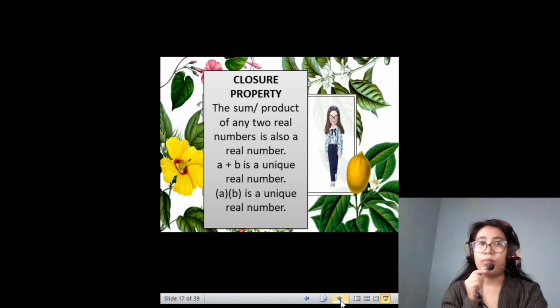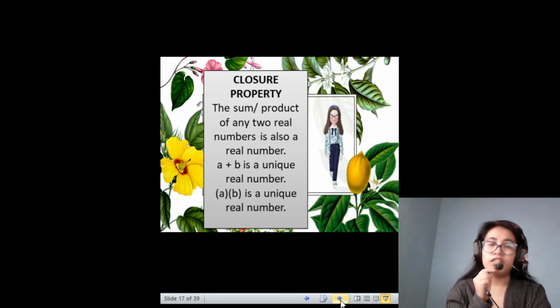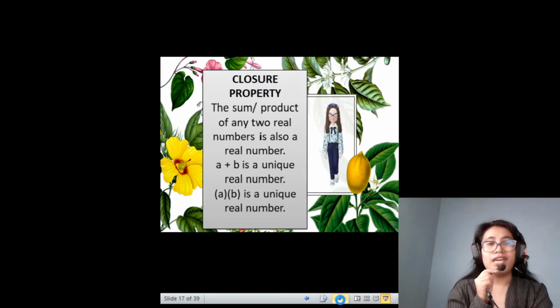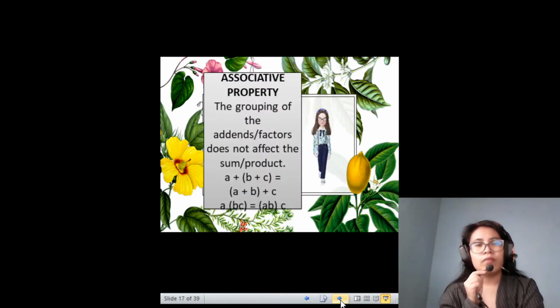Okay, those are the properties of the operations on integers. Again, let us summarize those properties. Let us start with the closure property. The closure is simply as it is: the sum or product of any two real numbers is also a real number. For example, if I have a plus b, it is a unique real number, so the answer C is also a unique real number. If I have A times B, again C is a unique real number.